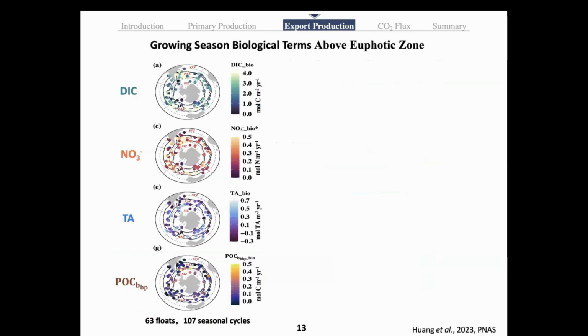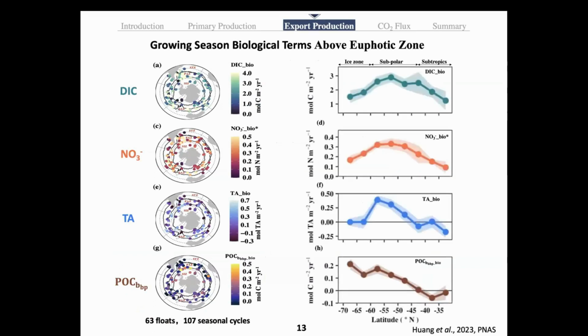By leveraging the multiple sensors carried by the BGC float, we can constrain the biological term from three chemical tracers, DIC, nitrate, and total alkalinity, and one biological tracer, POC. Same idea, I average this result into every 5-degree band to get the mean meridional pattern.